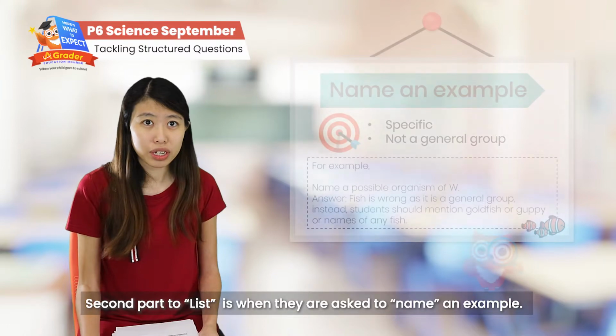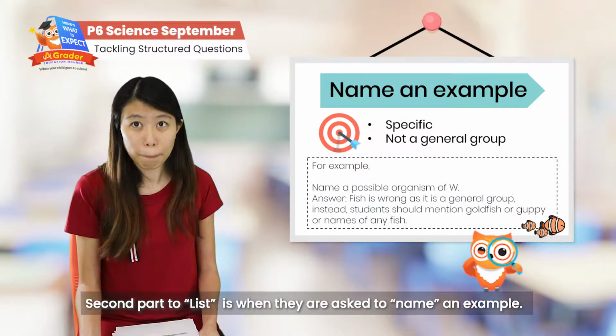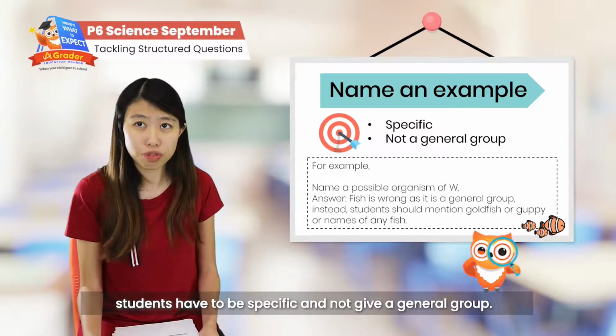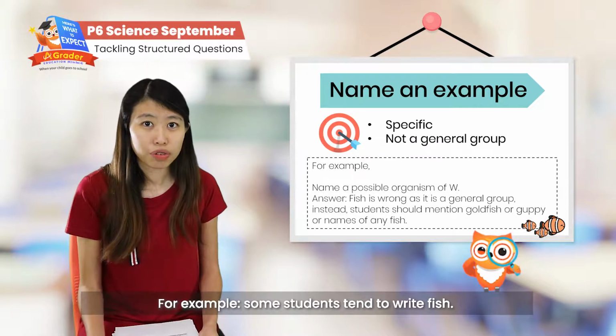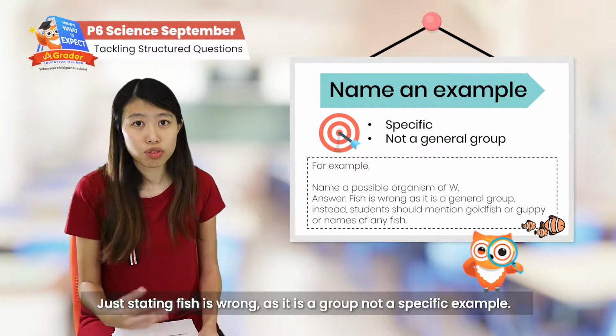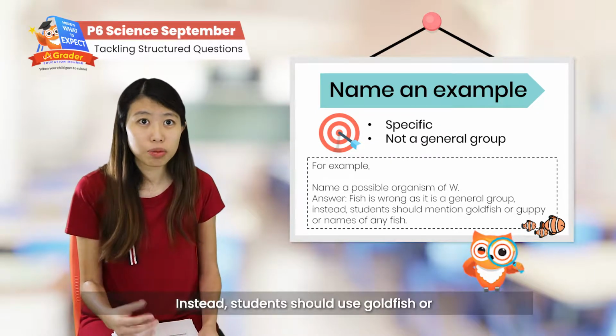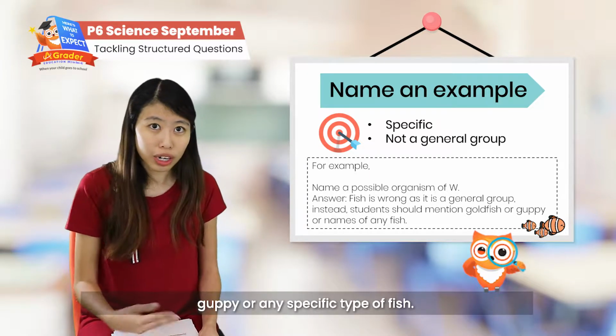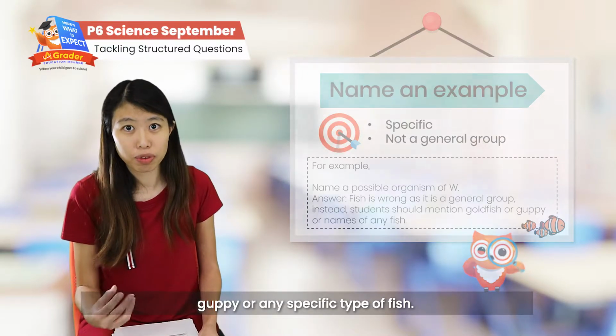And the second part of list is when they are asked to name an example. When they are asked to name an example in the question, students have to be specific and not a general group. For example, some students tend to write fish. But fish is wrong. Instead, students have to mention whether the organism could be goldfish or guppy or any specific type of fish.